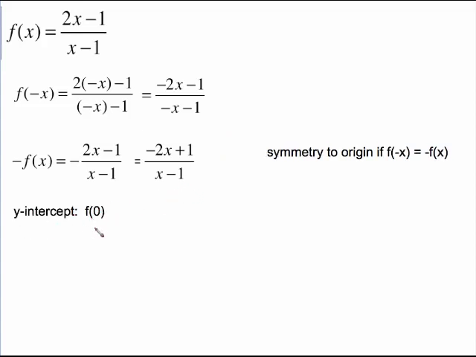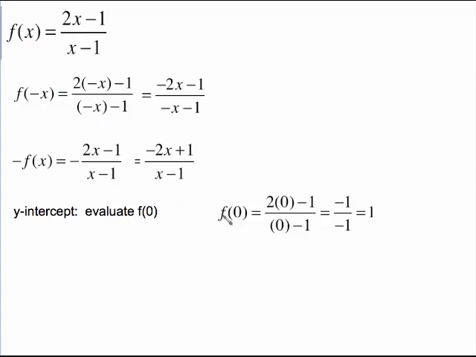So that brings us to the y-intercept. To do the y-intercept, we're going to evaluate f of 0. What f of 0 means to do is go to the original function and put 0 in for each of the x's, which is what's shown right here. Working this out, 2 times 0 is 0, minus 1 is negative 1. 0 minus 1 is negative 1. Divide that out and you get 1. So you do have a y-intercept at 1.